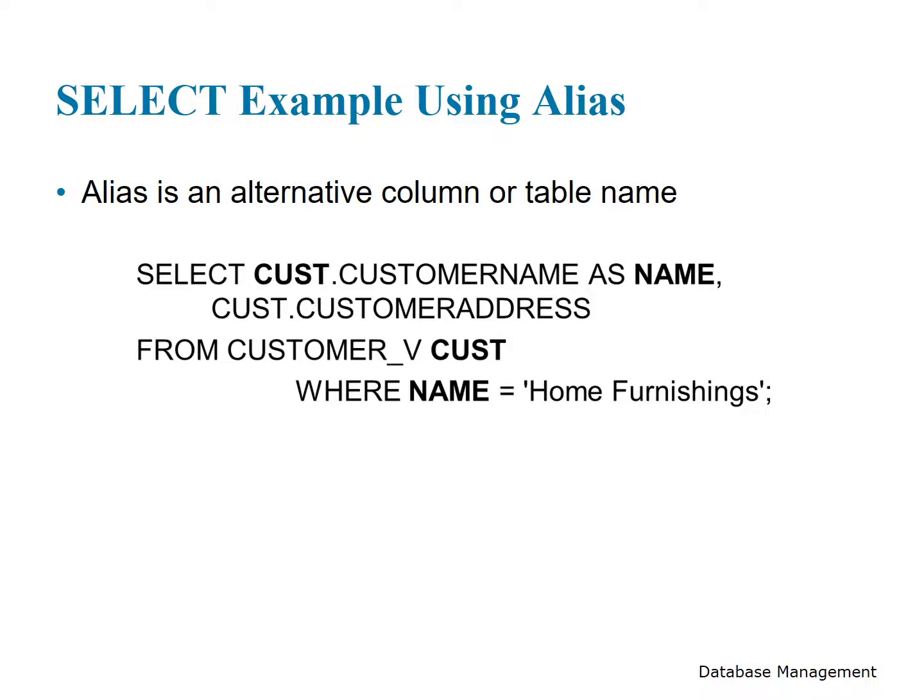Select example using an alias. An alias is an alternative column or table name. SELECT CustomerName AS Name, CustomerAddress FROM Customer_V WHERE Name = 'Home Furnishings'. Aliases are useful. They can often save on typing time when writing a query.